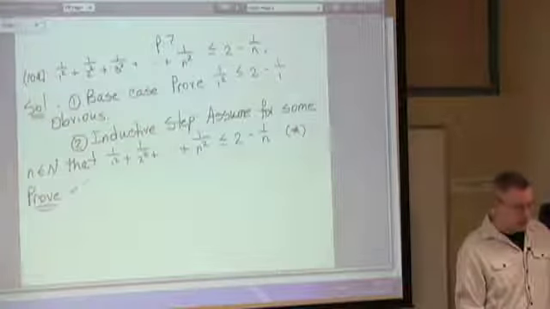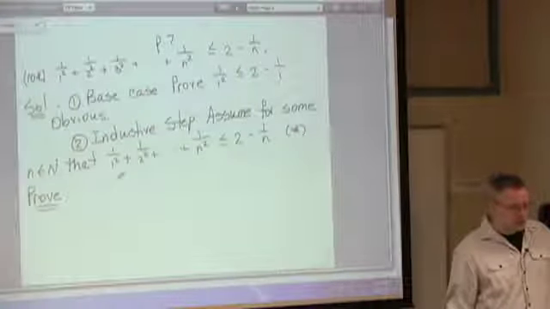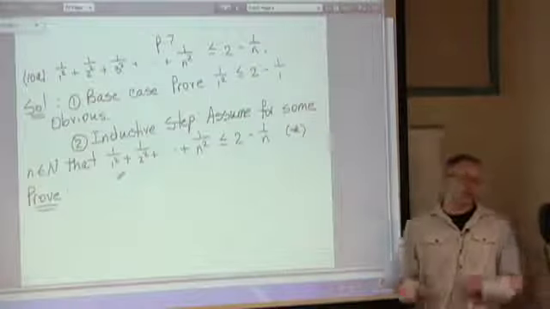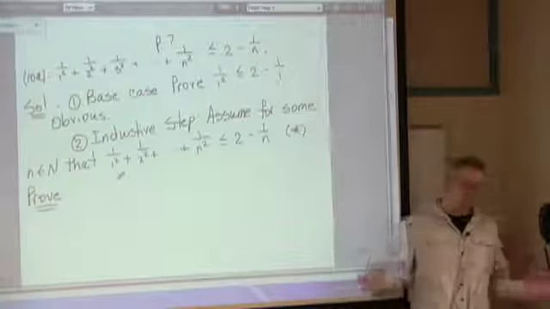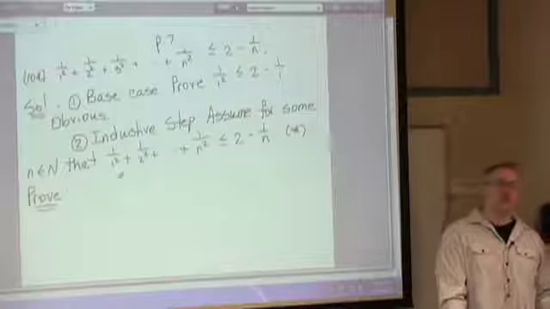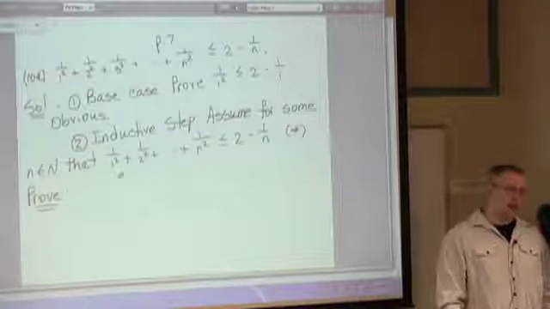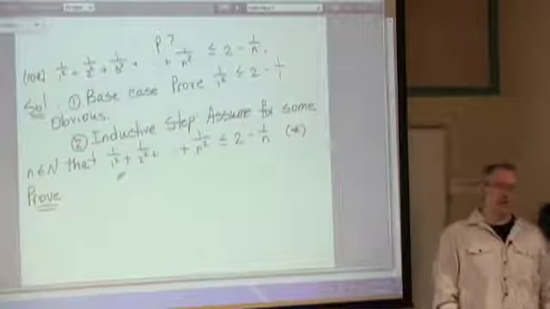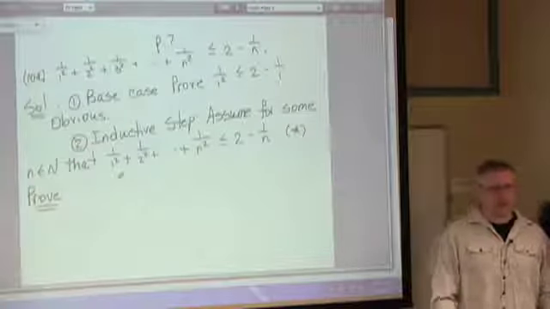Are you sure it's for some? Yes. Well, you never write assume for every n, because then you've assumed exactly what it is you're trying to prove. It's like saying prove Fermat's last theorem: I'm assuming Fermat's last theorem, therefore it's true. You don't do that. Okay?